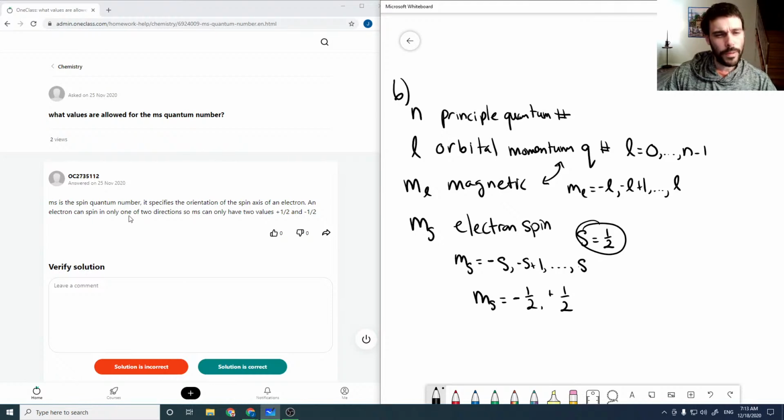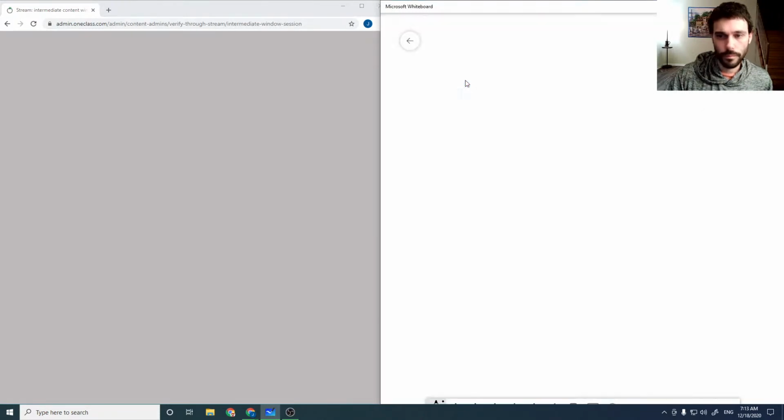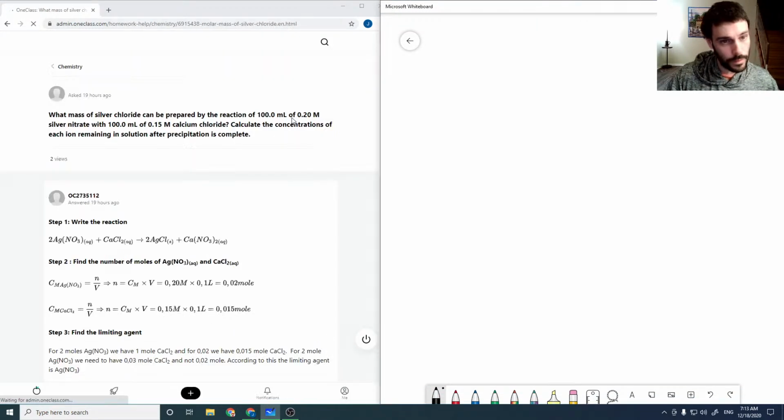So ms is the spin quantum number. It specifies the orientation of the spin axis. And we can just have the two directions, minus a half or plus a half. So that looks good.